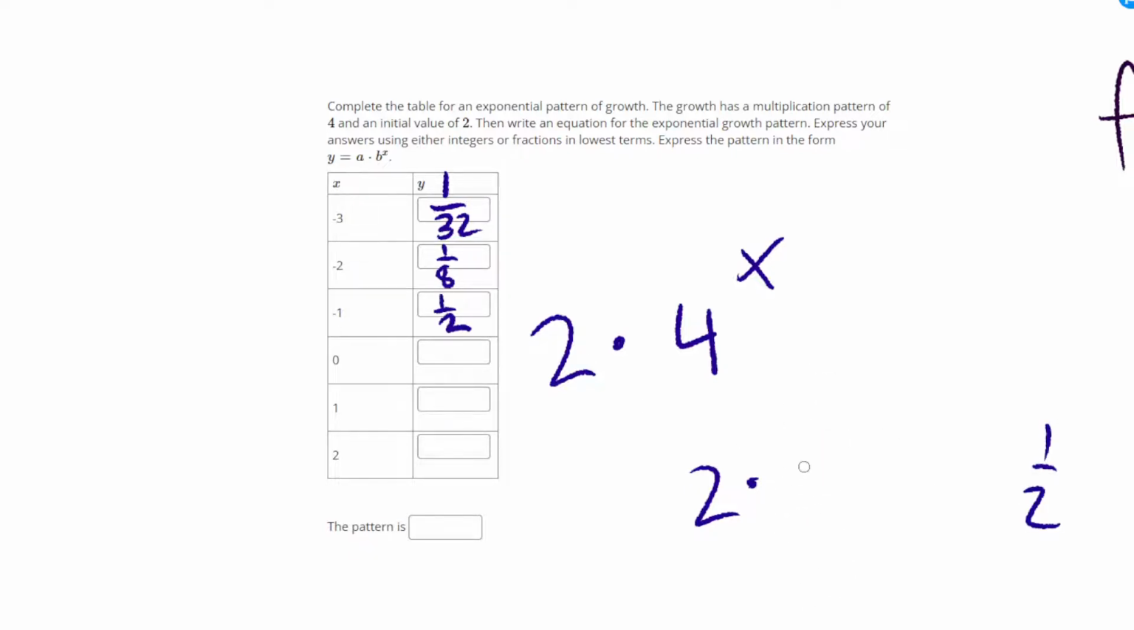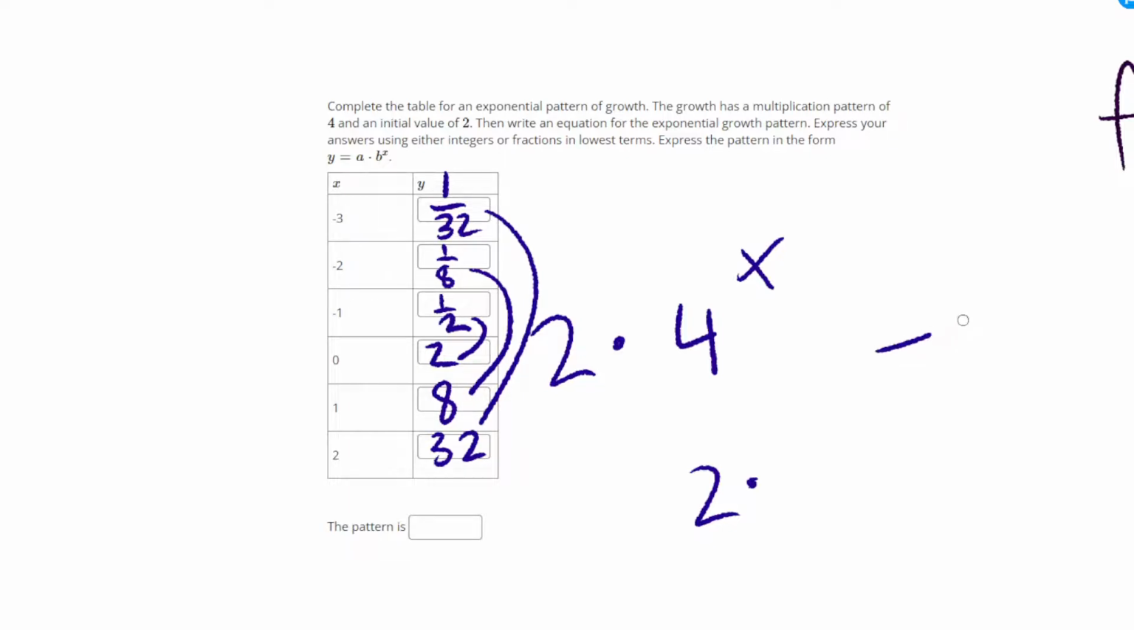0 is going to be 2 times 1, so 2. 1 is going to be 2 times 4, so 8. And 2 is going to be 2 times 16, which is 32. So this would be your table. And if you notice, there's kind of a pattern here. Here's a 1/2, here's a 2, here's a 1/8, here's an 8, here's a 32. As one side gets smaller, the other side kind of takes it.